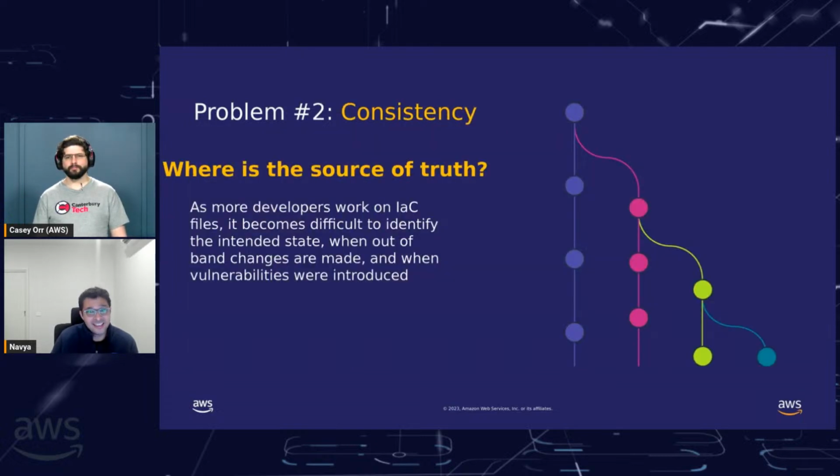Talking about consistency, this has been a problem since ages, and that's why we use GitHub for applications, but now we need to use it for infrastructure as code as well. As more developers work on infrastructure as code, it becomes really difficult to identify the intended state, to understand when problems will start occurring and how we can fix them, and which change is correct and which is not. So it is really important to be consistent with our deployments.